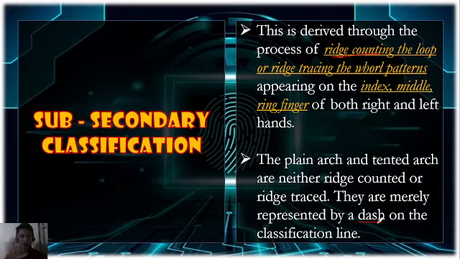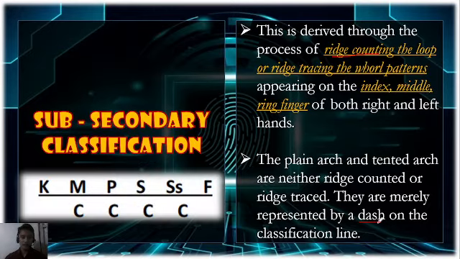So pag arch po yung nakita natin, hindi na po natin kailangan mag-ridge trace or ridge counting. Ang focus lang po natin, loop and then whirl patterns. Kaya pag loop yan, ridge counting ang gagawin natin. Pag whirl po yan, ridge tracing po ang gagawin natin. And then tatlong fingers ang involved: again, the index, the middle, and then the ring finger. So that is what we are going to look at in the sub-secondary classification.